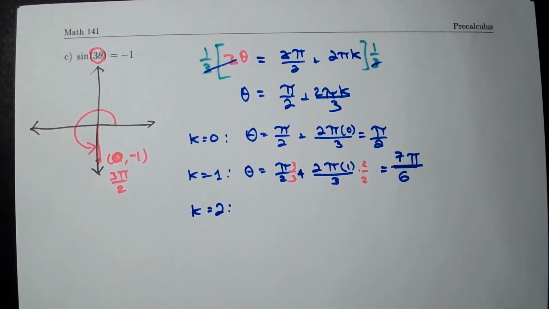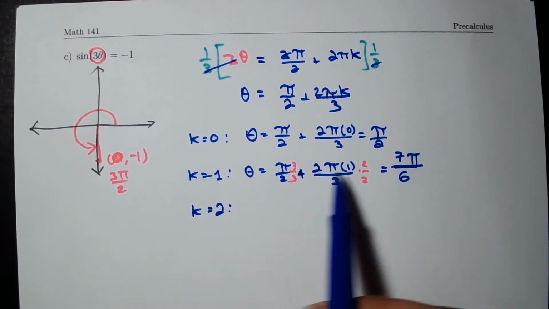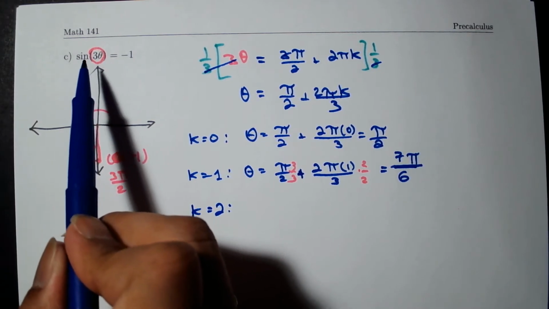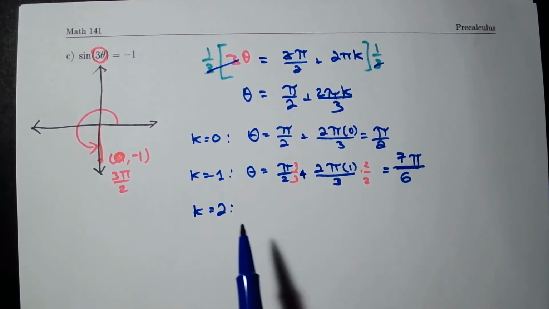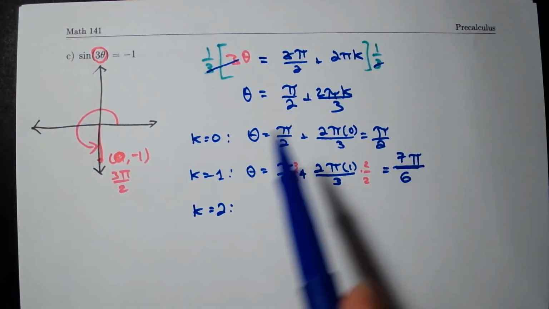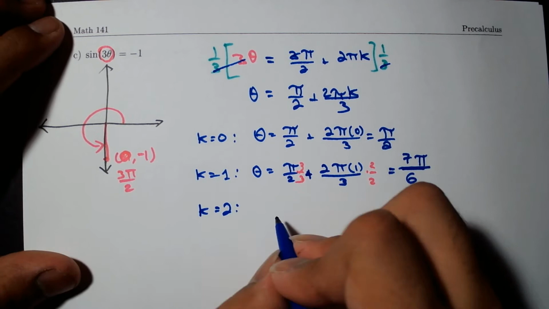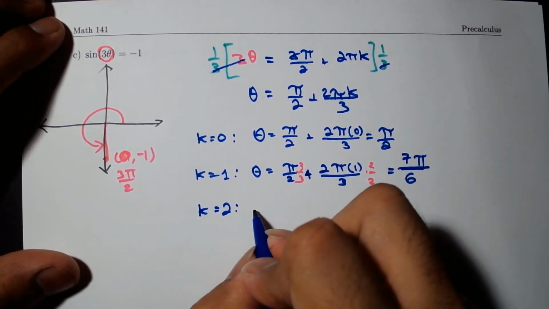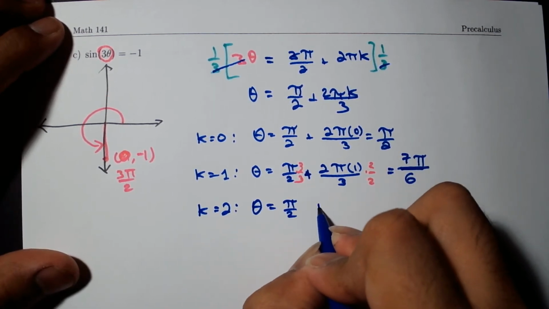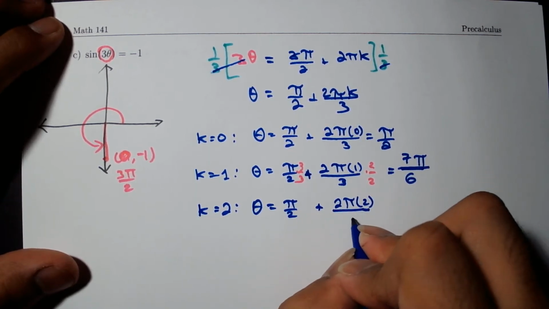Notice that in the previous examples, k equals 1 was actually outside of the range. But in this case, because of the multiple angle here, 3 theta makes a compression, giving us more solutions within the interval 0 to 2 pi. So theta equals pi over 2, and I'm going to leave a space for the LCD, plus 2 pi times 2 over 3.